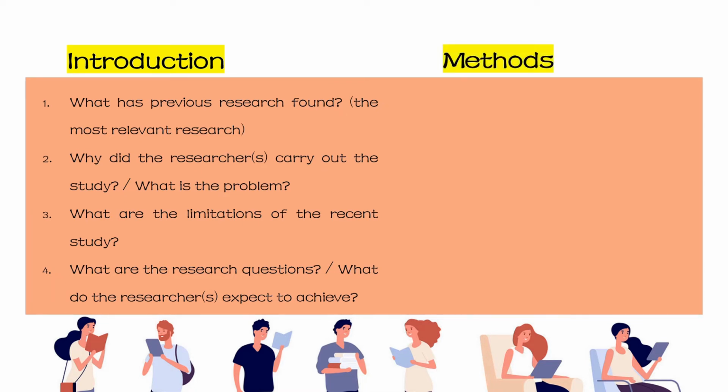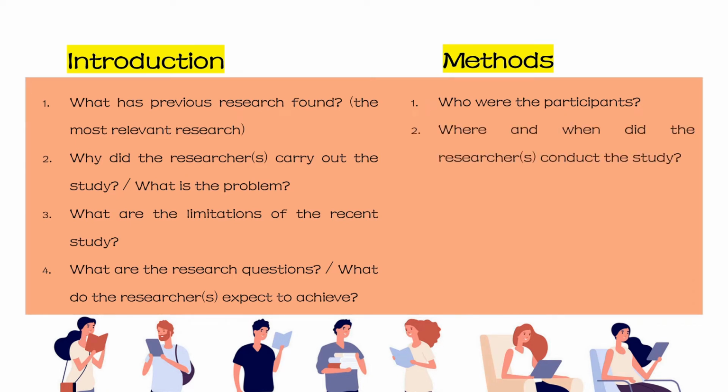Now let's move to methods. Who were the participants? This question describes the characteristics of the participants. And where and when did the researchers conduct the study? It explains the setting of the study.